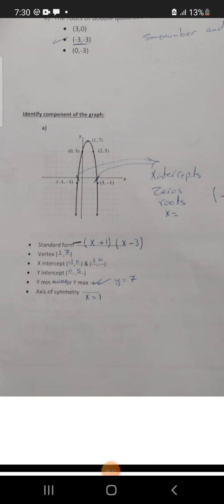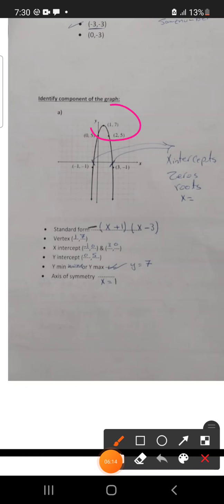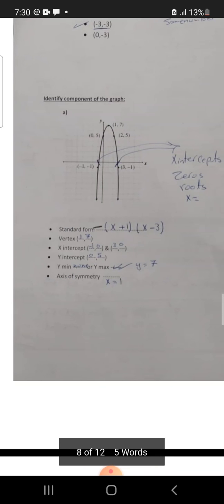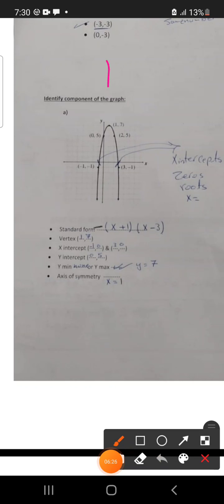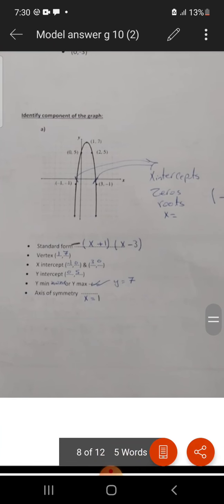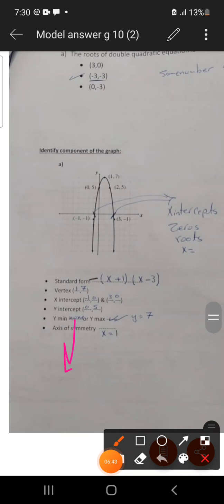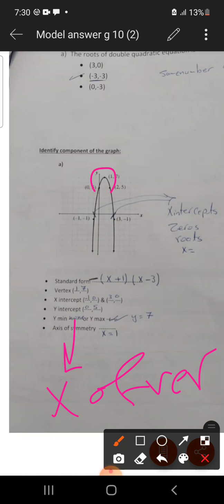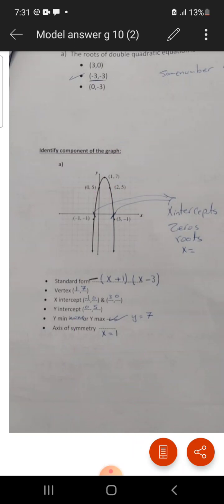Here is the y minimum or y maximum, the highest point, so it's called y maximum equals 7, and y minimum none. Now, the axis of symmetry. Where's the axis of symmetry? I will make a line that divides the graph into equal parts, and it intersects the x-axis at the solution x equals 1. As I told you before, the axis of symmetry is the x of the vertex. Where is the x of the vertex? At 1. So x equals 1. Okay.